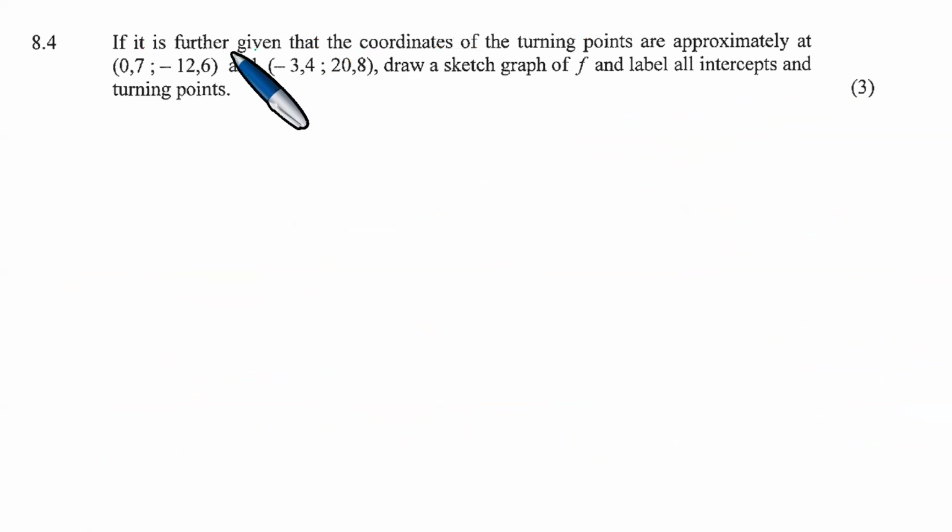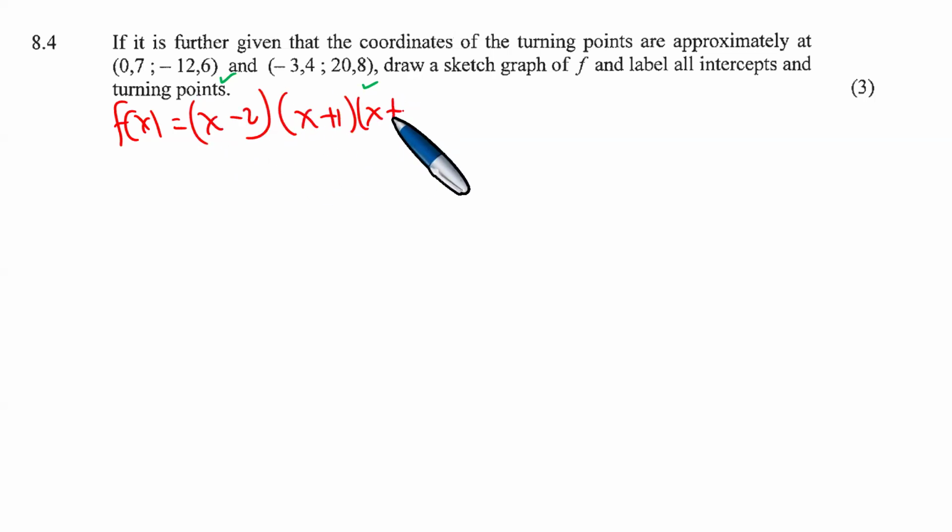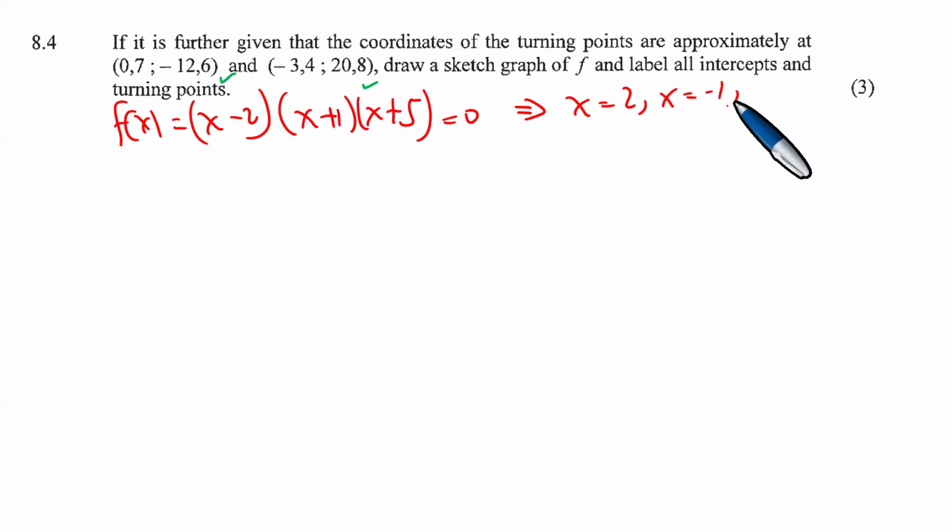If it is further given that the coordinates of the turning points are approximately this one and that one, draw a sketch graph of f and label all intercepts with the axes. There are a couple of things that we already know. For the x-intercepts, we know that f of x is x minus 2 in parentheses, x plus 1, x plus 5. If this is 0, then x is 2, minus 1, minus 5.